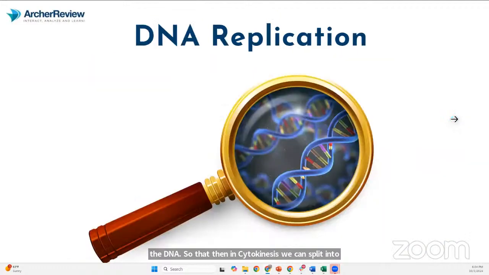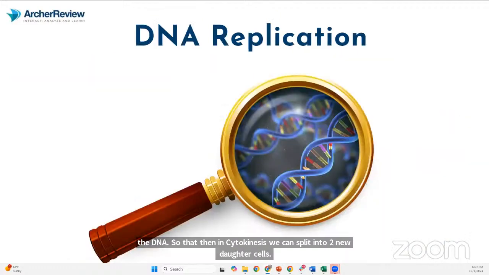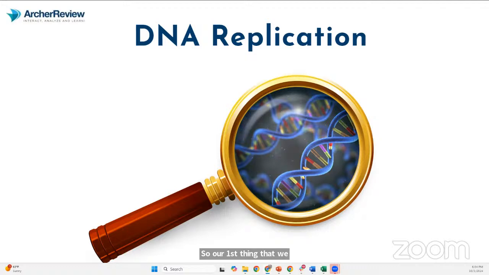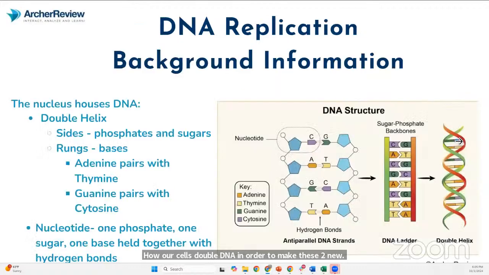So our first thing that we want to focus on in this process is DNA replication. How our cells double DNA in order to make these 2 new genetically identical cells. In order to focus on DNA replication, we really have to review a few things about DNA so that we know that we're all on the same page.